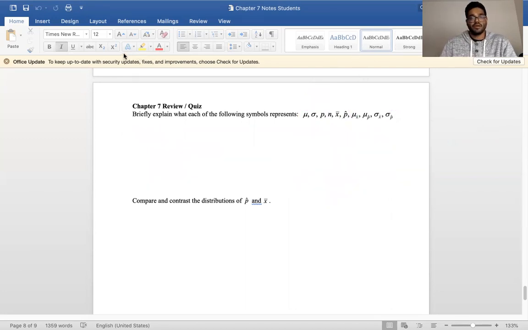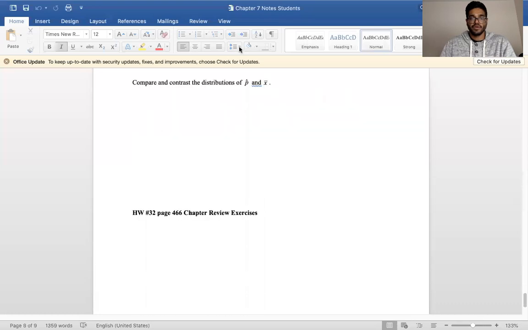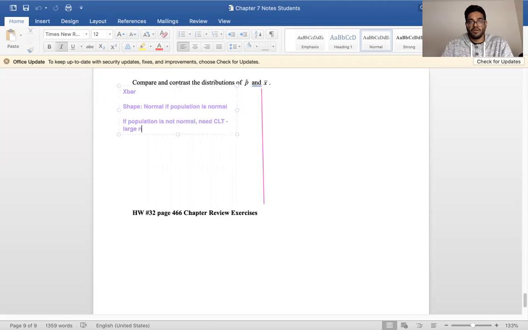All right, last thing here: compare and contrast p hat and x bar. I'm just going to draw a line through the middle here. For x bar, I'm going to talk about a couple of things. The shape is normal if the population is normal. If the population is not normal, you need the CLT, so a large n, greater than 30.